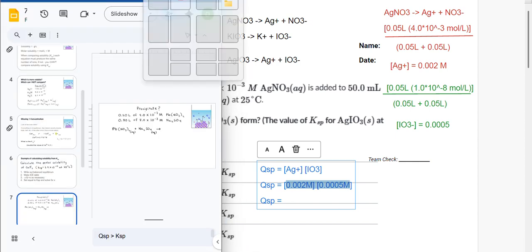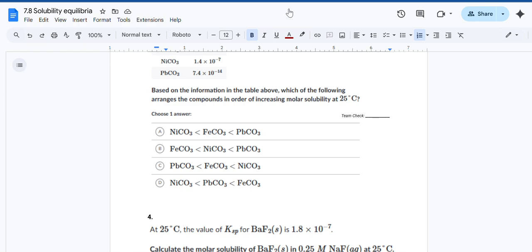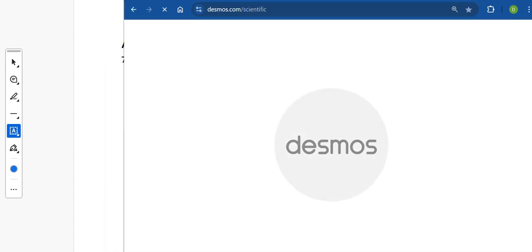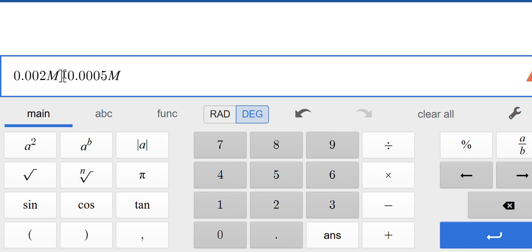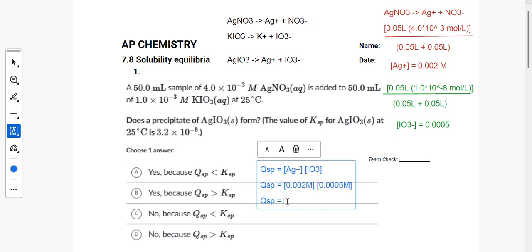The calculator I use when I am working is Desmos. There it is. I'm going to paste this one in there, get rid of my molarities, multiply those together, and I've got 1.0 times 10 to the negative 6th. That is what my work is showing me. So I've got 1.0 times 10 to the exponent negative 6. Got it. And that is my Q value.